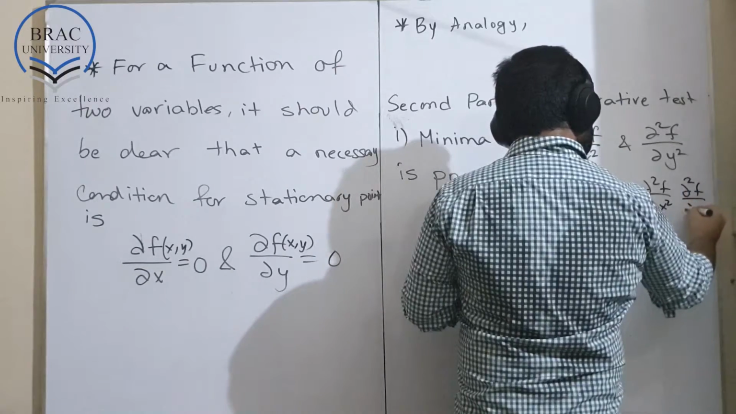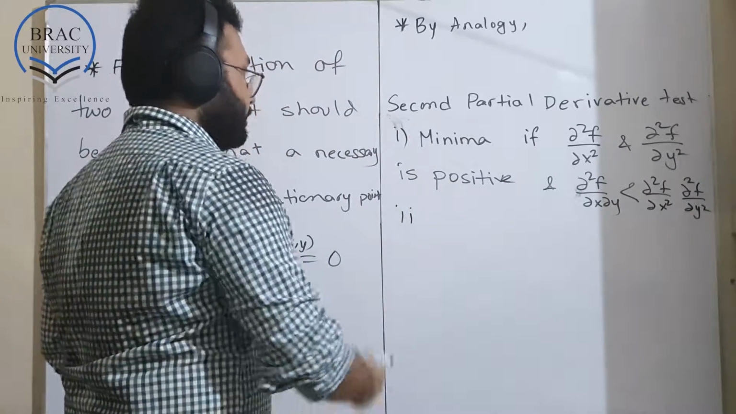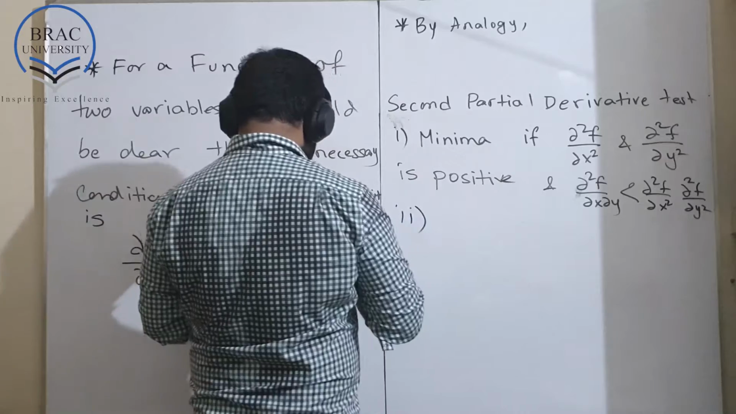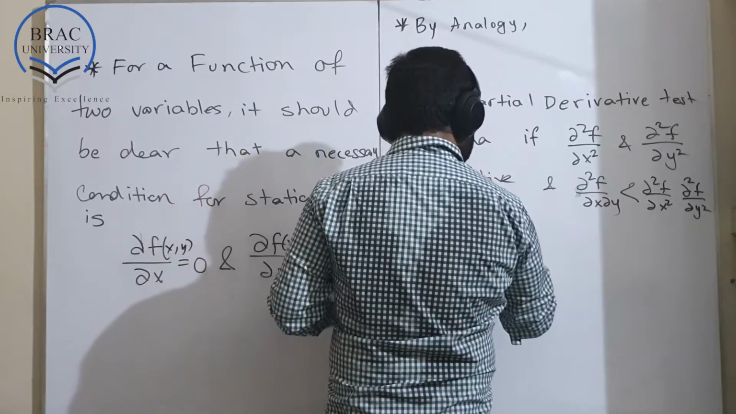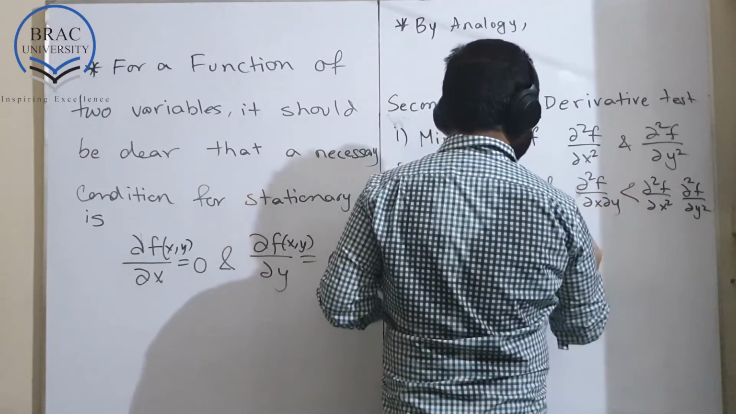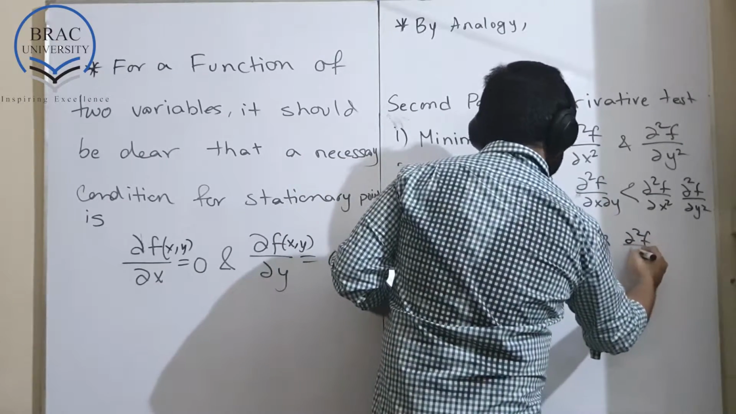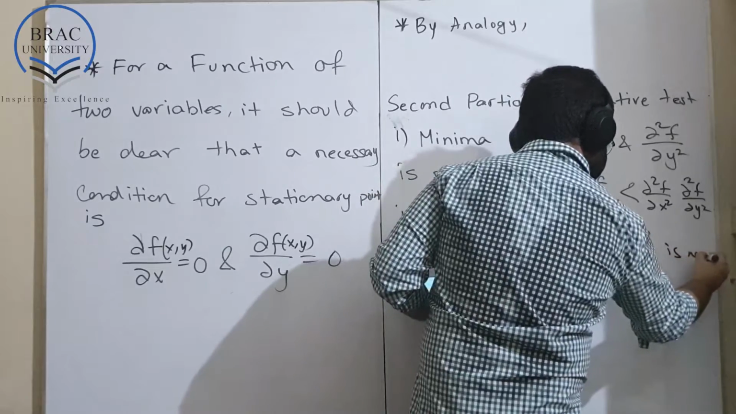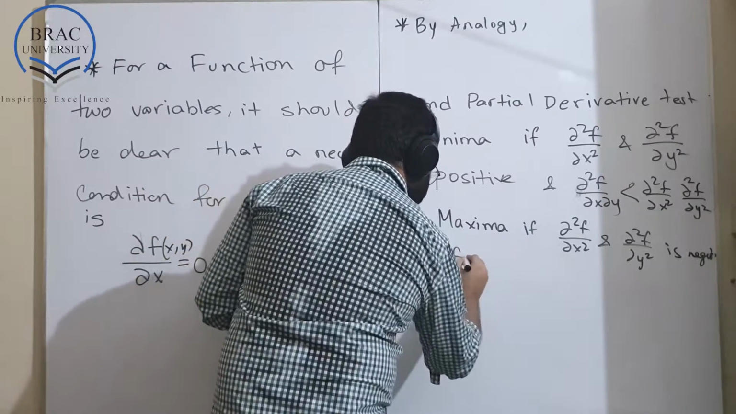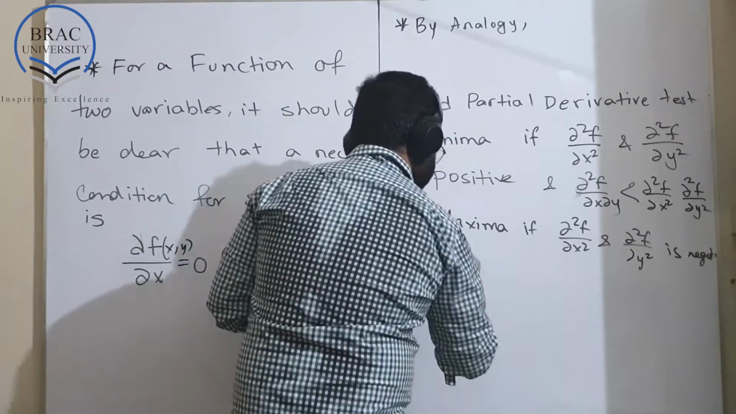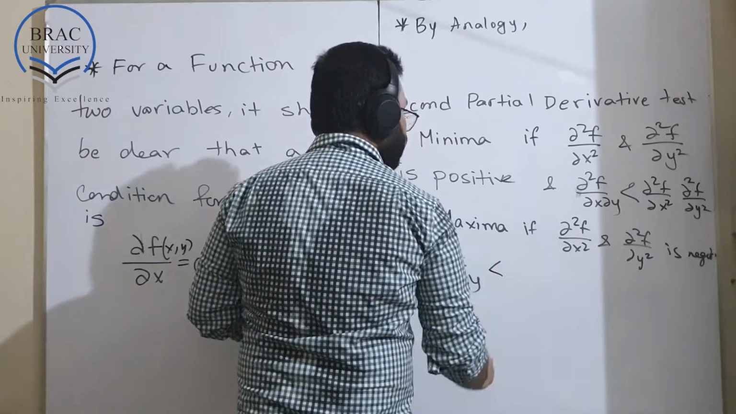Again, we would have a maxima if it's the same, but with the second derivatives negative, right? And this condition would still be there. The partial with respect to x and partial with respect to y should be less than.